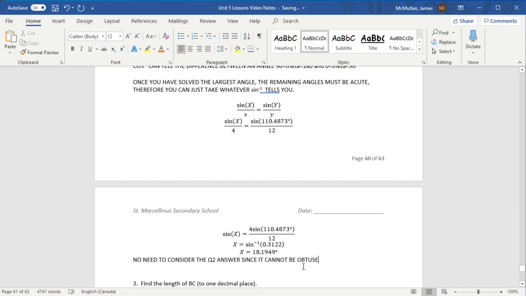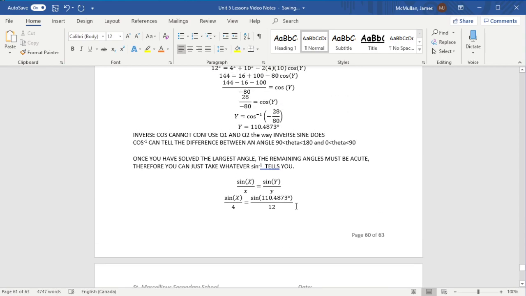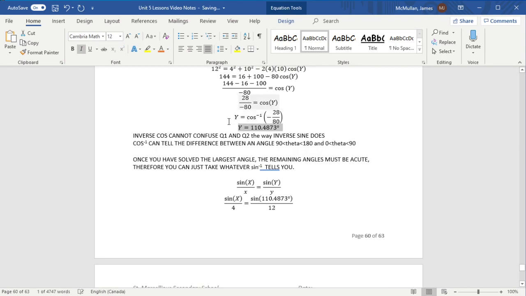Okay? So you don't need to do the, oh, it could be quadrant 1, it's 18.19, or it could be quadrant 2 where it's 180 minus this number. You don't have to do that because we've already established the obtuse angle, or even just the largest angle in the triangle.